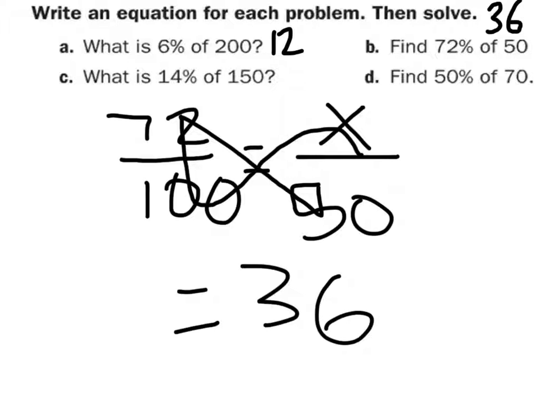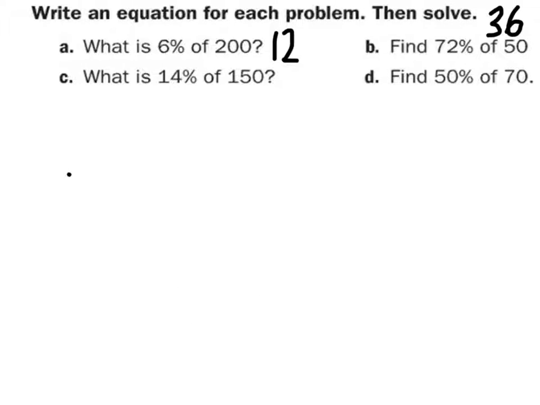So, Sydney used the proportion, right? Did anyone use the equation for this one? Sam? Then how did you do it? I did 72 times 50. Okay. No, 0.72. Very good. 0.72 times 50, okay? Sam will do C.